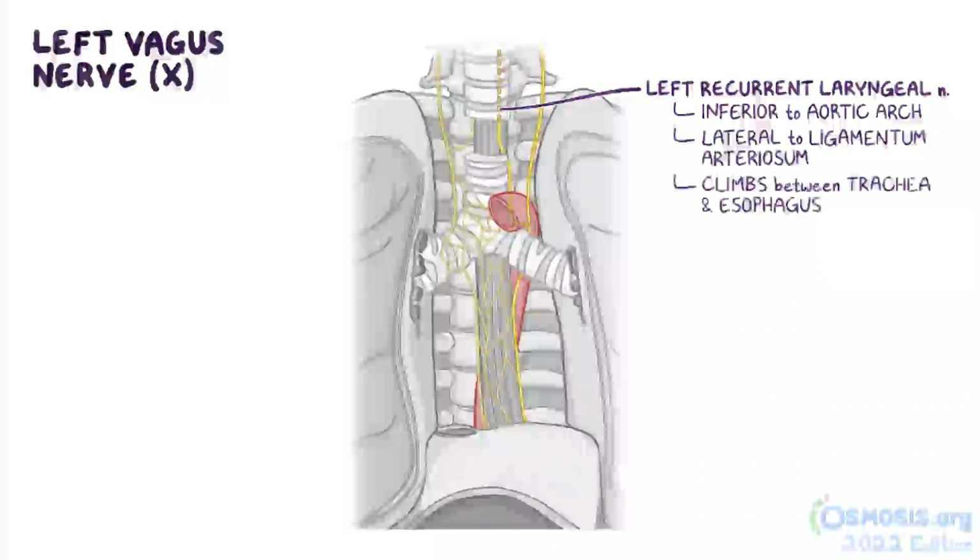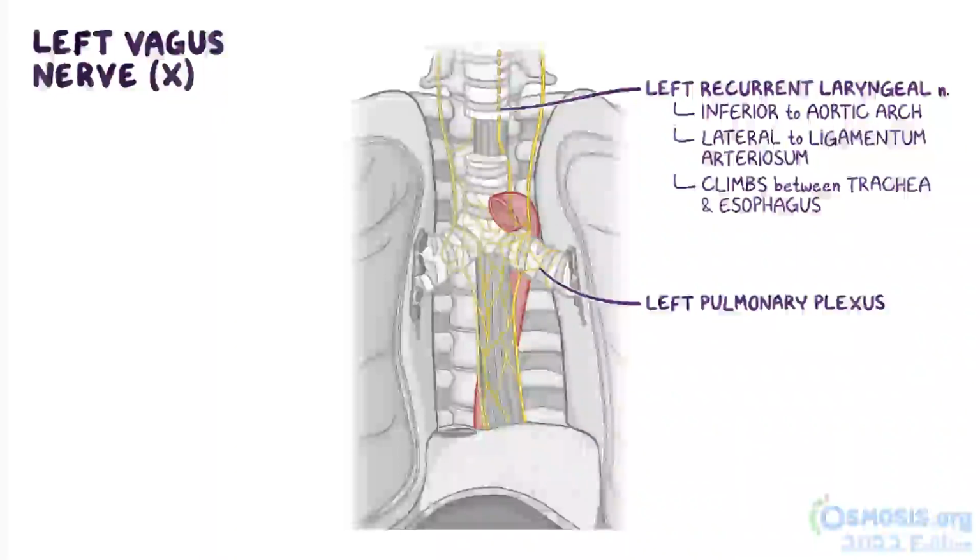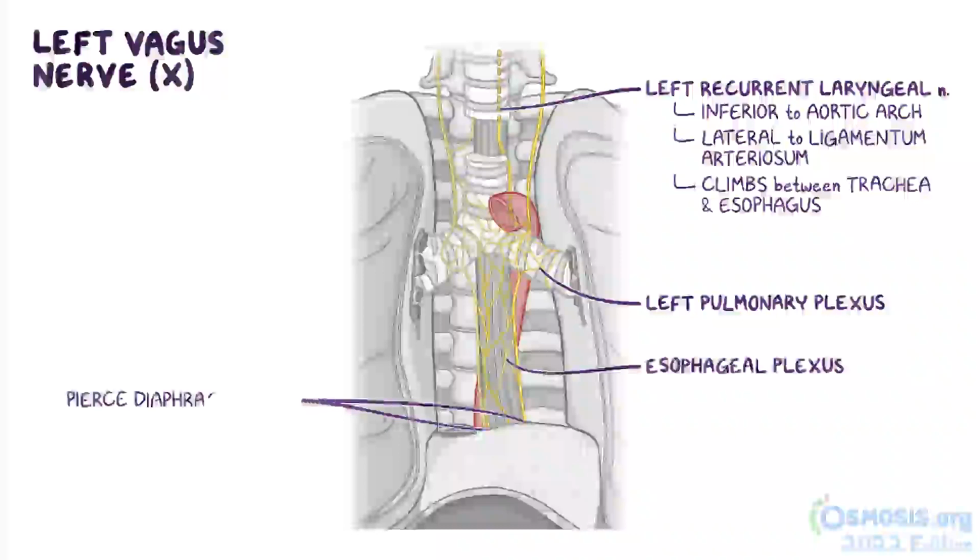The left vagus nerve passes posterior to the root of the left lung, where it gives many branches to contribute to the left pulmonary plexus. Then, the left vagus nerve leaves this plexus as a single trunk and goes to the esophagus, where it contributes to the esophageal plexus. Both vagus nerves eventually pierce the diaphragm at the T10 level along with the esophagus to provide further innervation to the abdomen.